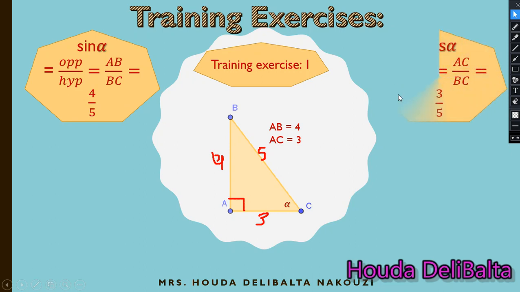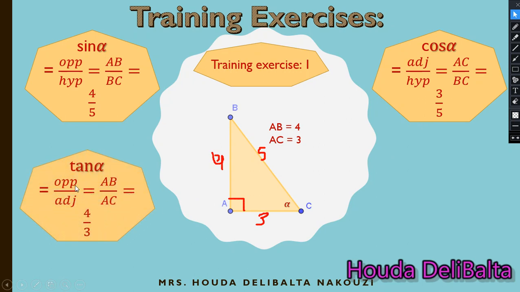Again, cosine alpha is adjacent over hypotenuse, then it is AC over the hypotenuse BC, and thus it is 3 over 5. Again, tangent alpha, it's equal to the opposite over the adjacent, thus it's equal to AB over AC, which is 4 over 3. And finally, cotangent alpha, it's definitely the reciprocal or the inverse of tangent alpha, thus it is 3 over 4.